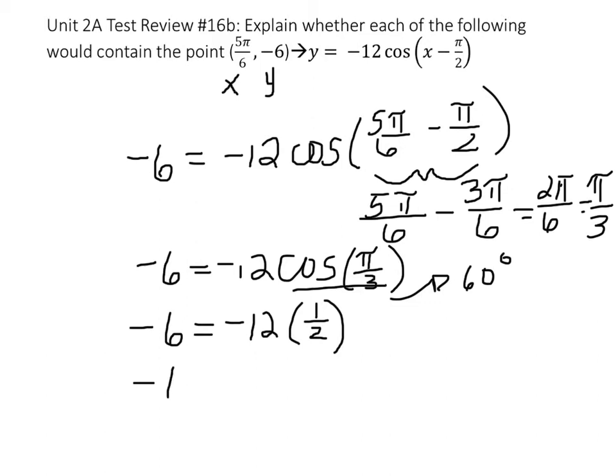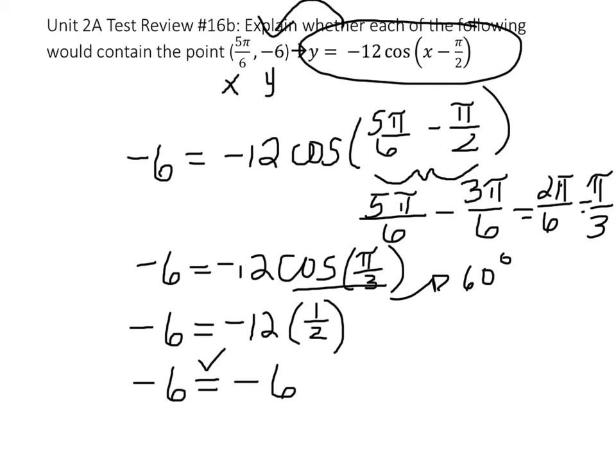So if I simplify this, I will have a negative 6 is equal to a negative 12 times a half, which would be a negative 6, and they are equal. So this equation up here would contain the point 5 pi over 6 comma negative 6. So this is true.